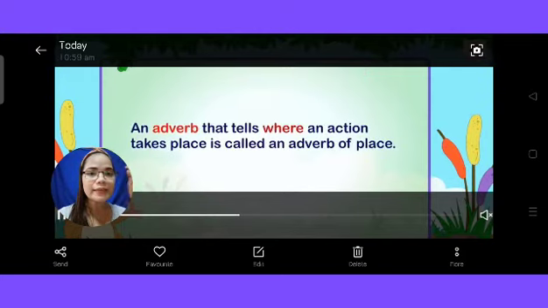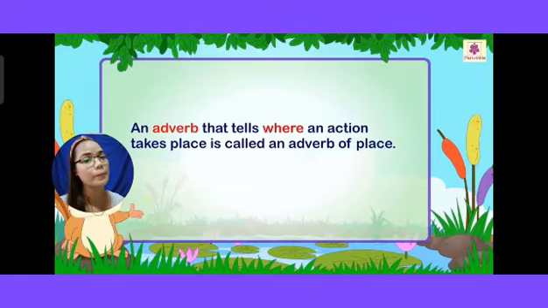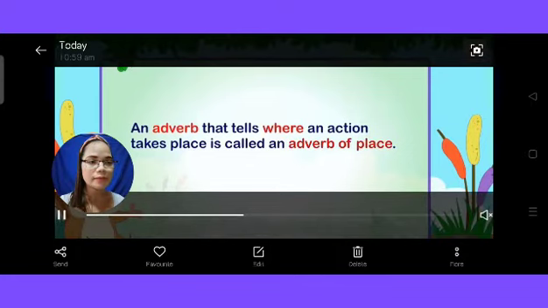An adverb that tells where an action takes place is an adverb of place. Okay? So, kanina, yung adverb of manner answers the question how. The adverb of place answers the question where, or saan. Okay? So, tandaan nyo, may clue na kayo. Pag may nabanggit na place, automatically, that is an adverb of place. Okay? So, let's proceed.